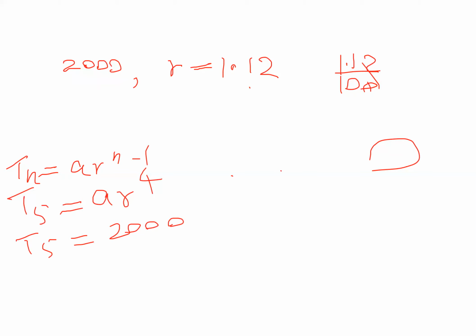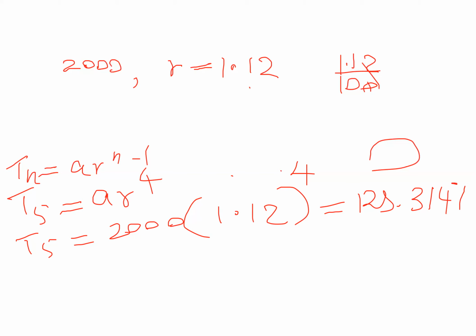A we know, right? R we know 1.12 and N minus 1 means here 4, no? Yes, 4. So you can take the value from the calculator, 1.12 to the power 4, and then you need to multiply that one by 2000, right? So I think it's nearly rupees 3,147. You can check it, right? So yes, then it's okay.